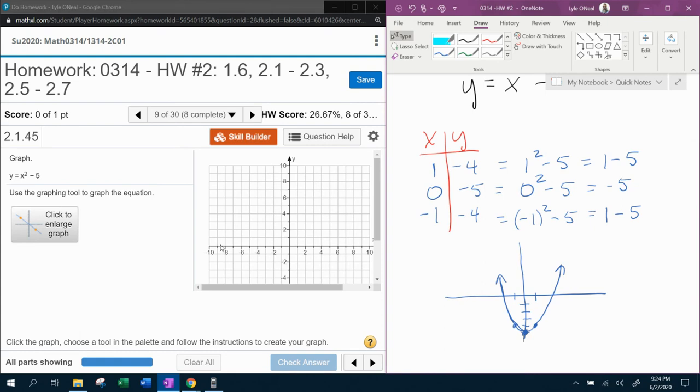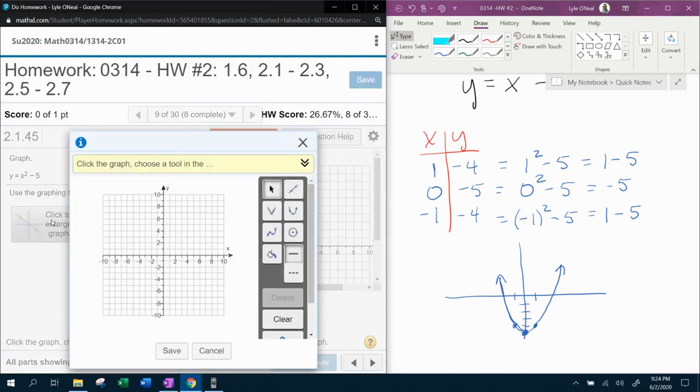All right, so now let's see, how do we graph that in MyLab Math? Well, we're going to click to enlarge the graph, and we're going to want to pick the quadratic tool. Remember I said this is a quadratic equation, so you want the quadratic tool. And it says click the graph to plot the first point. Notice it doesn't say plot the vertex, so I guess we could plot any of these points first. But just to play it safe, I am going to plot the vertex first, which is 0, negative 5.